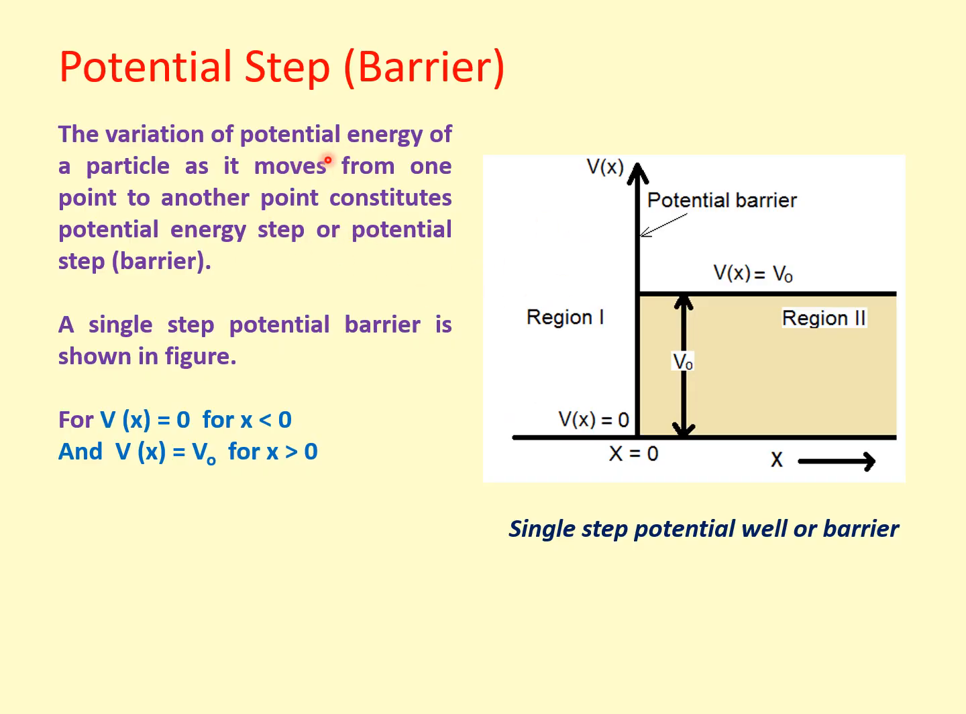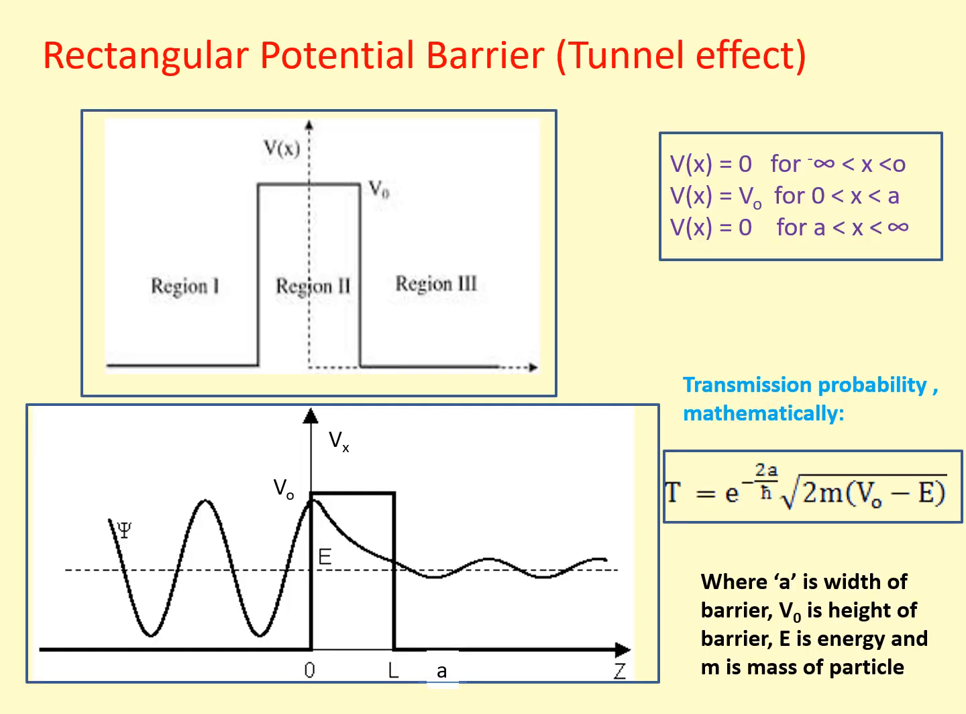Now the potential energy of a particle as it moves from one point to another constitutes some potential energy step. Suppose here potential energy is 0, and in another region it has some potential V naught. If this particle has higher energy than this potential energy V naught, then it can go to another region. But we will see that there is a probability of this particle going from one region to another using the tunneling phenomenon, or transmission probability.